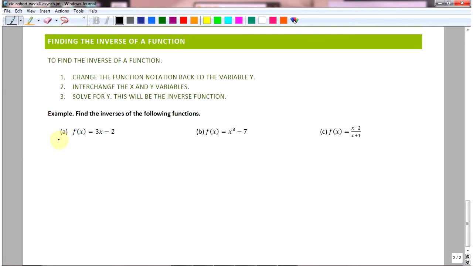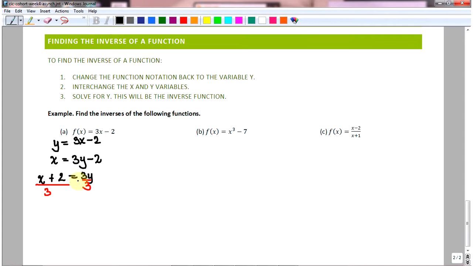So if we start with part A, I'm first changing my f of x to a y, so y equals 3x minus 2. Now I need to interchange my variables. So now I have x is equal to 3y minus 2, and now I need to solve for y. So we add 2 to both sides to get x plus 2 is equal to 3y. Last step, divide both sides by 3.